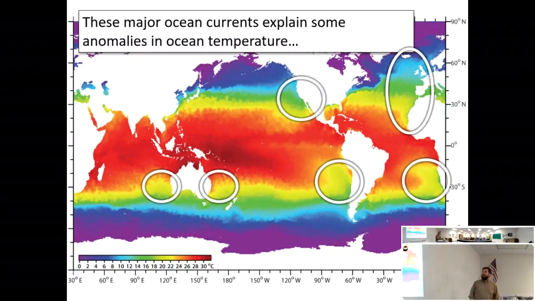So these major ocean currents explain some anomalies in temperature. Has anyone ever swum in the Pacific Ocean, like off the coast of California? Okay, temperature, so Julia and Alex, what do you think of the temperature? Was it in California or? Malibu. Malibu's nice. It was cold, right?